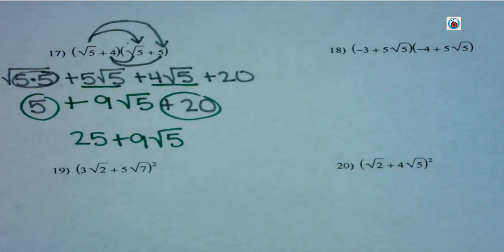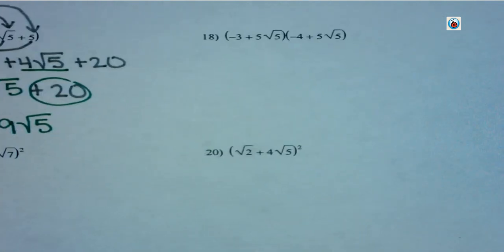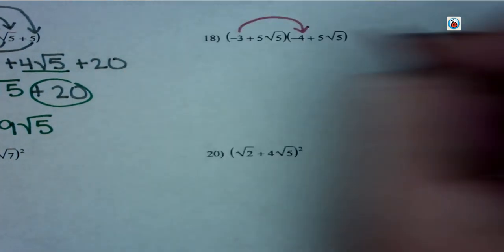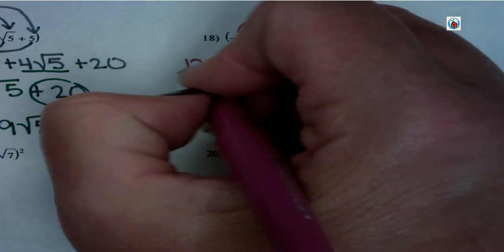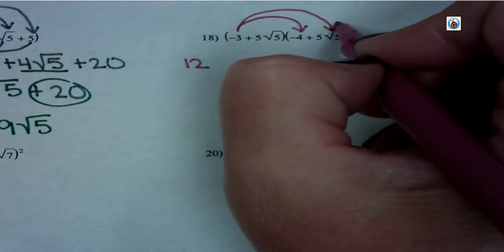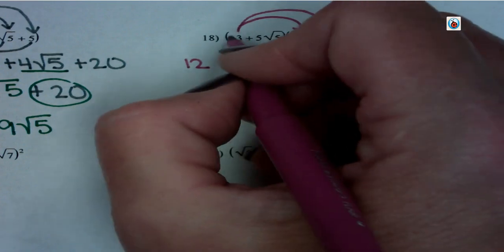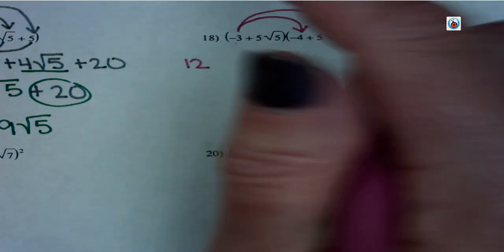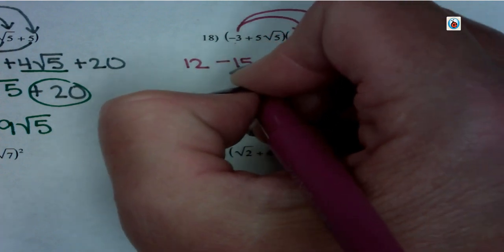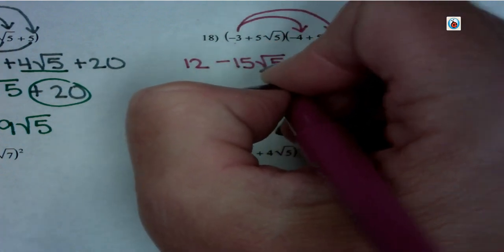Okay, let's try that again with 18. So we're going to start by distributing this negative 3. So negative 3 times negative 4 gives me a positive 12. Negative 3 times 5 radical 5. So negative 3 is outside and 5 is outside. So I get negative 15 radical 5.